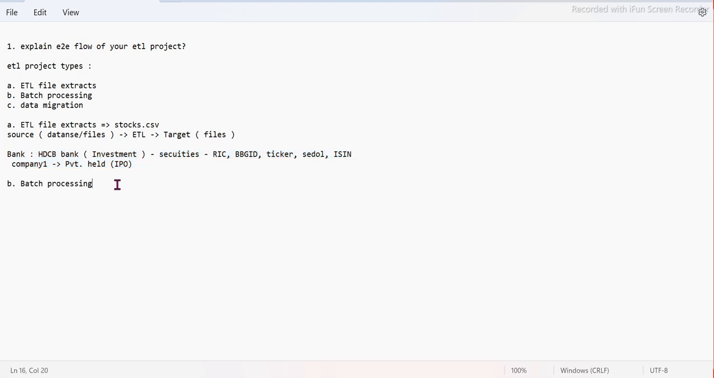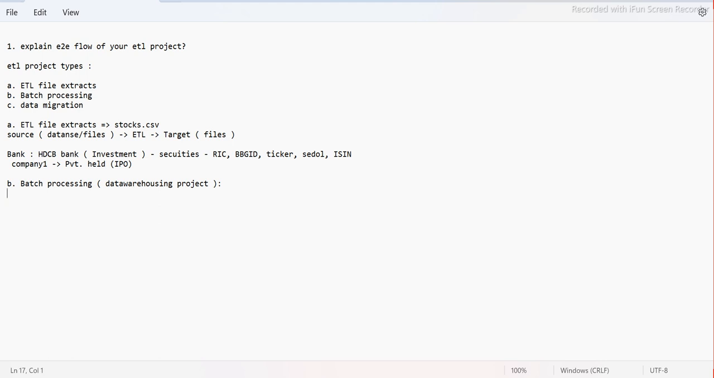Now the second type of ETL project is basically batch processing, and this is one of the most important, or I would say most widely used. I think the majority of the time, batch processing is the purpose of the whole ETL process, actually, right? This is also called a data warehousing project, guys. Okay, data warehousing projects, right?